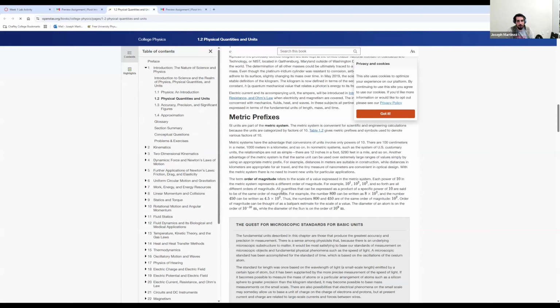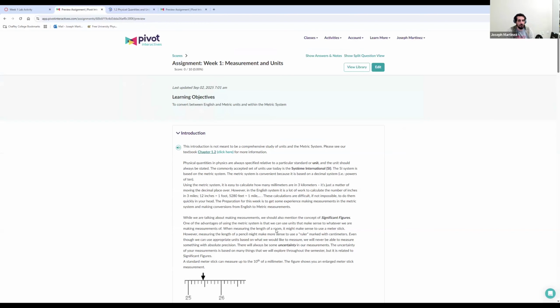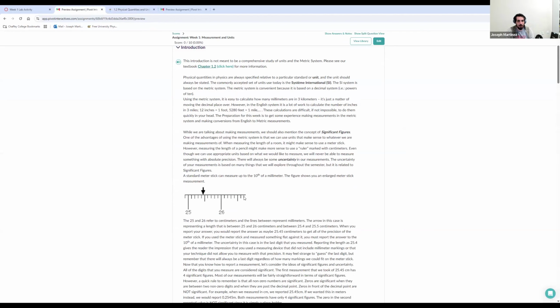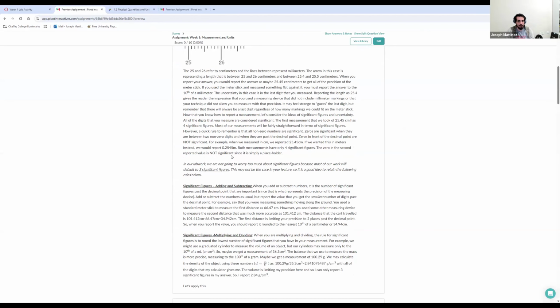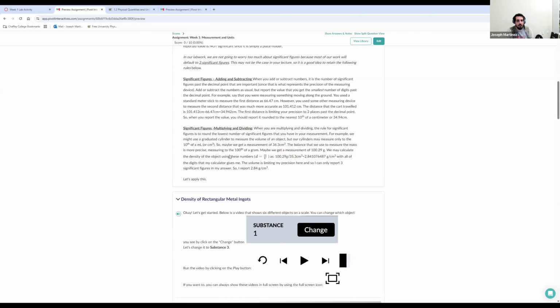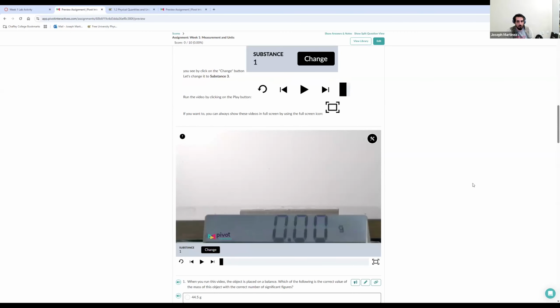But it talks a lot about, in this case, physical quantities and units. Gives you some background, including taking measurements and understanding significant figures and the rules behind significant figures. I've got a brief lecture on that a little bit later that we'll talk about, so I'm just going to skim over this. And then you get to the actual laboratory part.